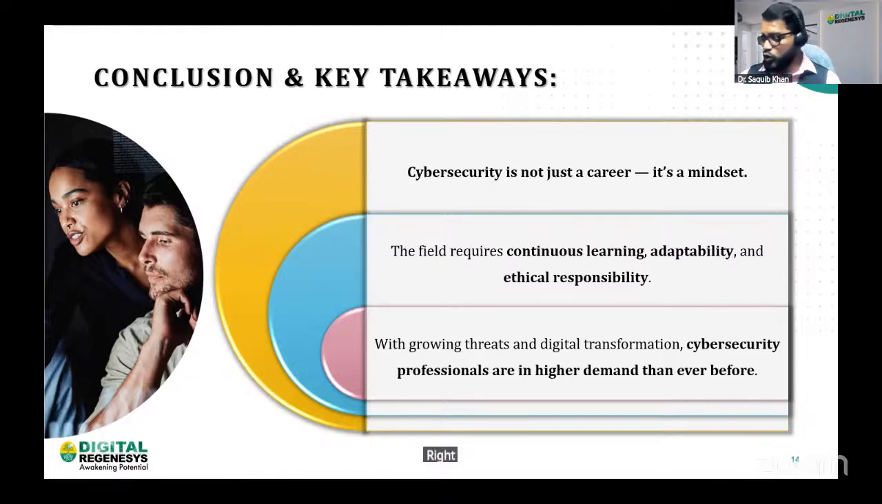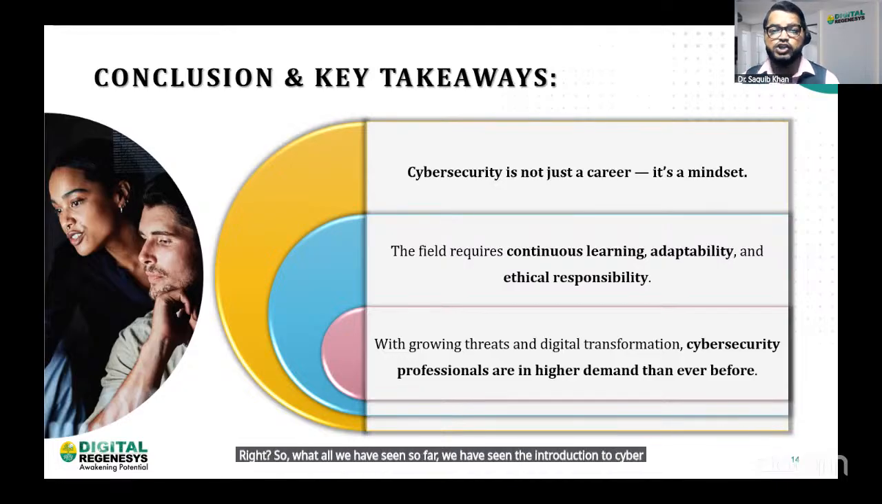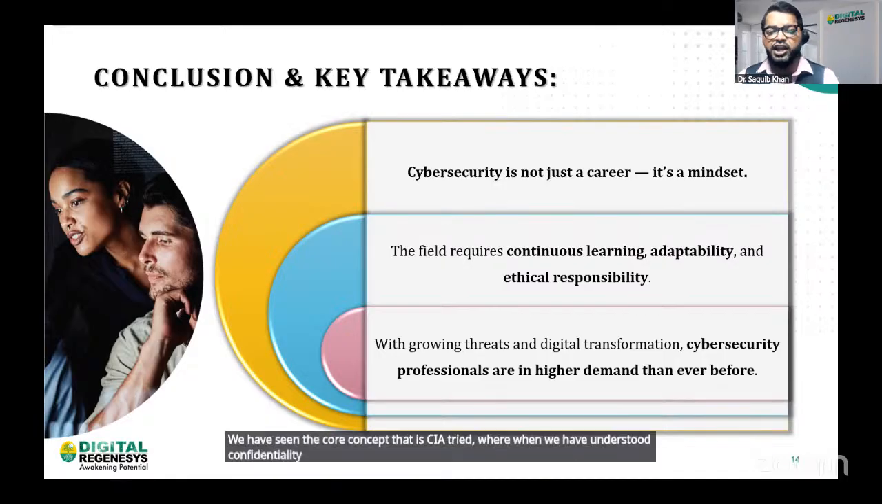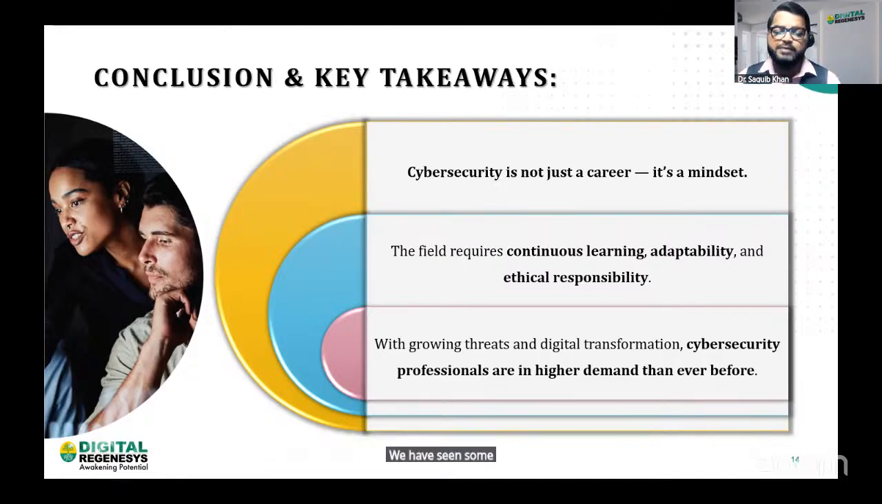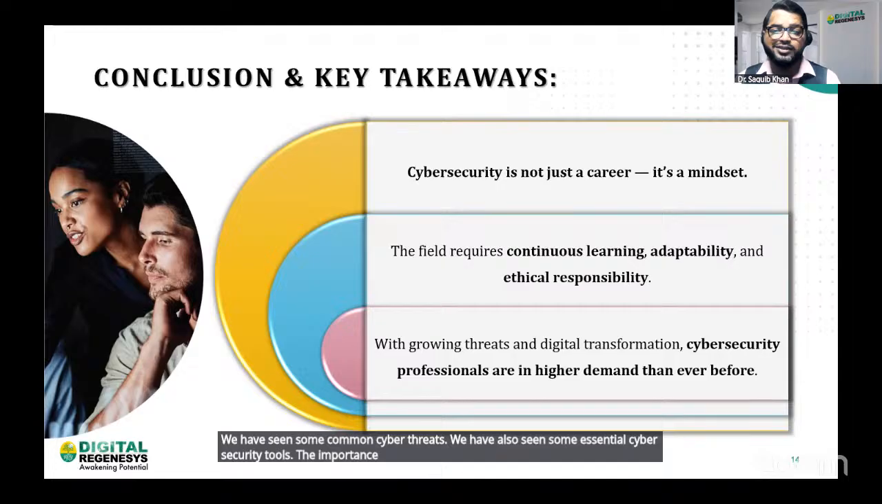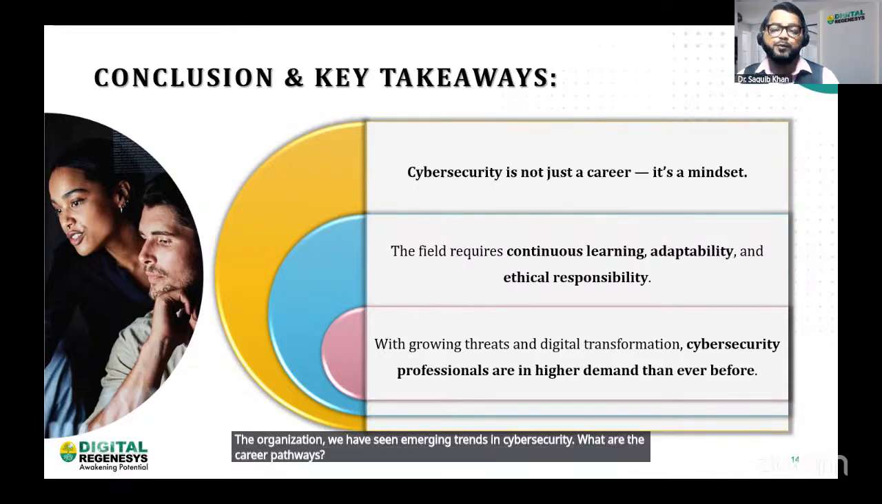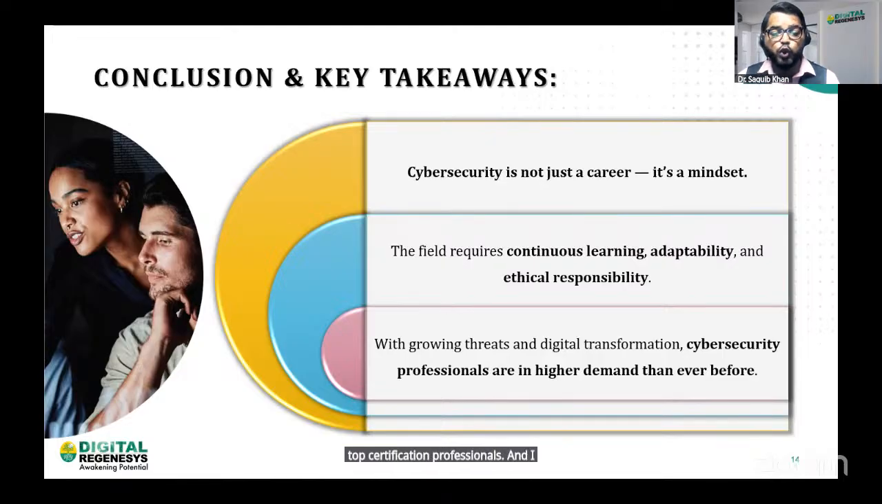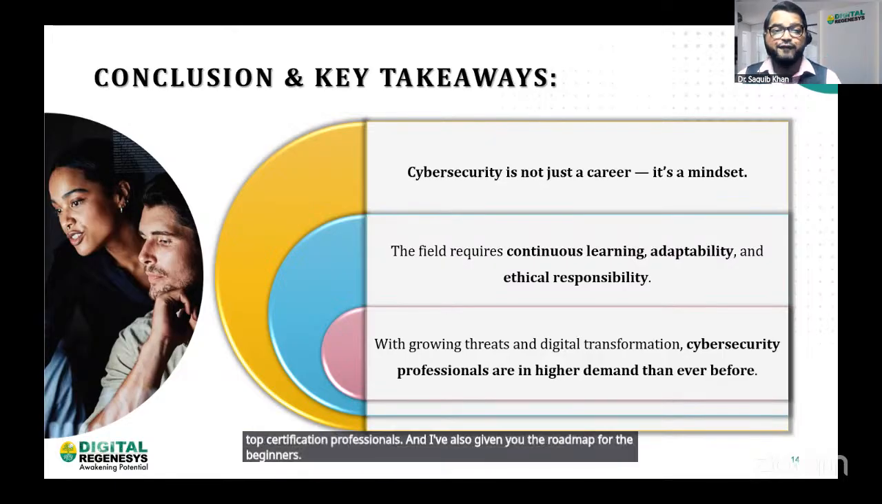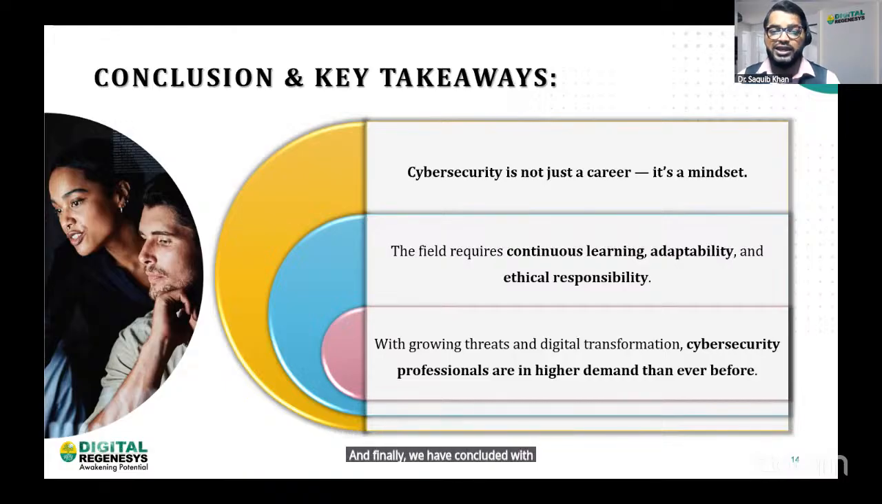So what all we have seen so far: we have seen the introduction to cybersecurity, where we understood what cybersecurity is. We have seen the core concept, the CIA triad, wherein we understood confidentiality, integrity, and availability. We have seen some common cyber threats, essential cybersecurity tools and their importance in the organization, and emerging trends in cybersecurity. What are the career pathways? Top certifications for professionals. And I've also given you the roadmap for beginners. And finally, we have concluded with the key takeaways.